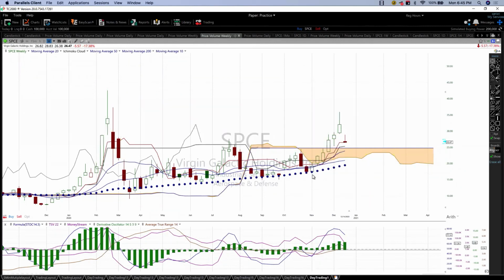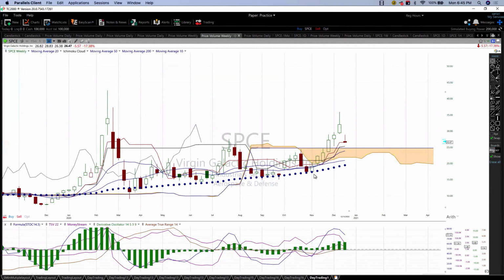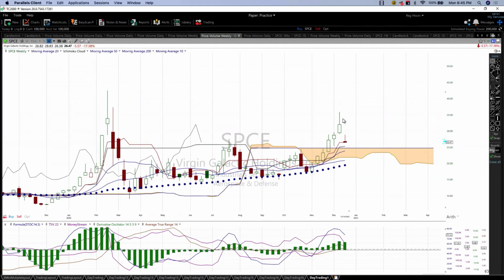Okay. If you look here, folks, the conversion line is at 1965, and then the MA10 was at 1863. So the price here was 1903. If you had bought it here, you would still be riding here.